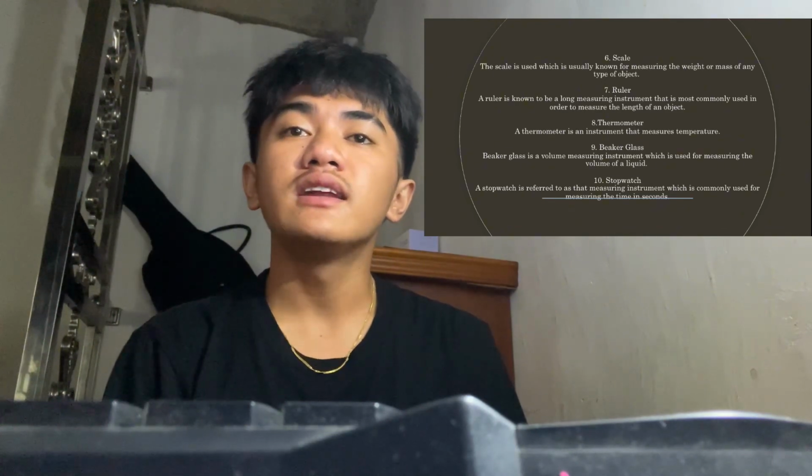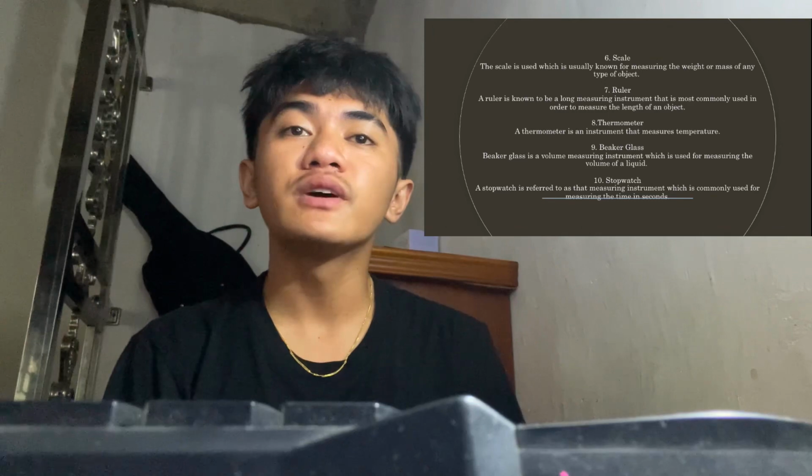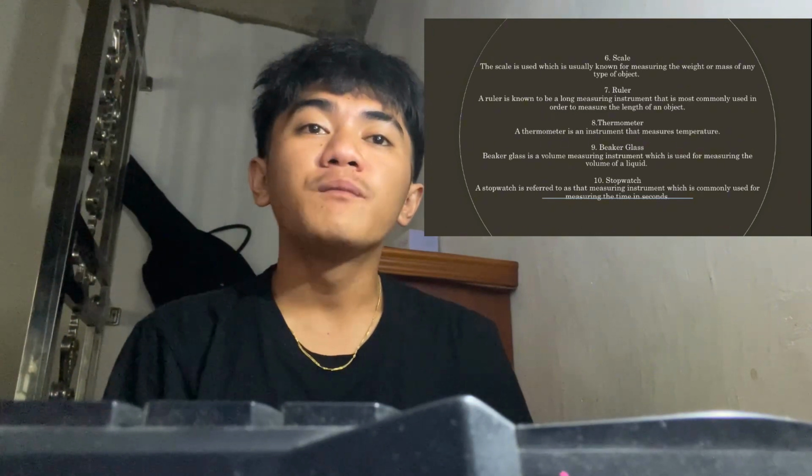Number 9. Beaker glass. Beaker glass is a volume measuring instrument which is used for measuring the volume of a liquid. This tool is usually found in the laboratory, used for measuring the volume of liquid chemicals before being researched. Number 10. Stopwatch.